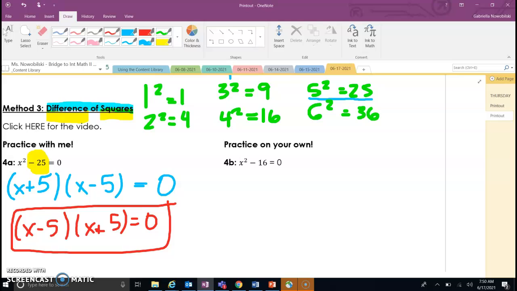Okay, so go ahead and pause the video now. This is going to be a short one. Try 4B on your own. And when you unpause it in just a second here, I'll put up my solution so you can check.